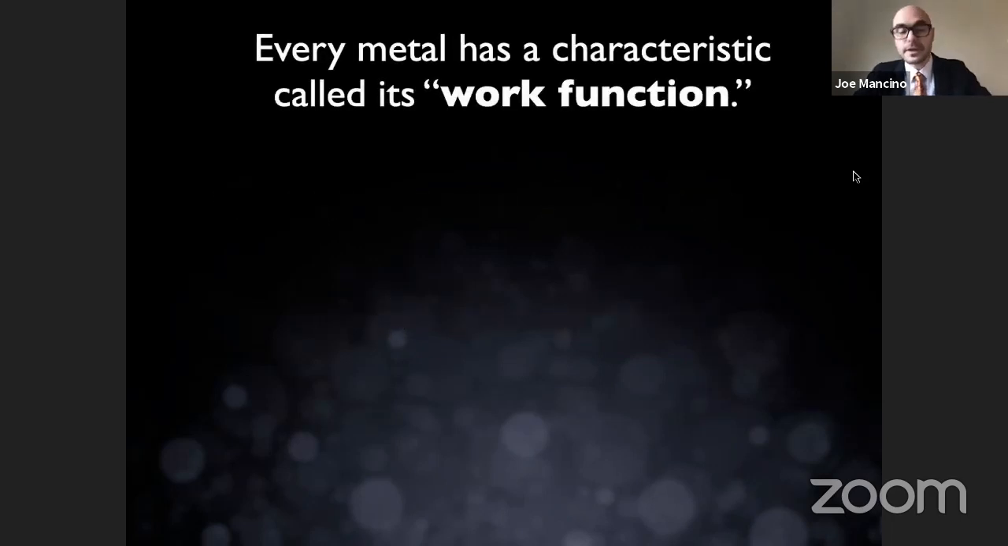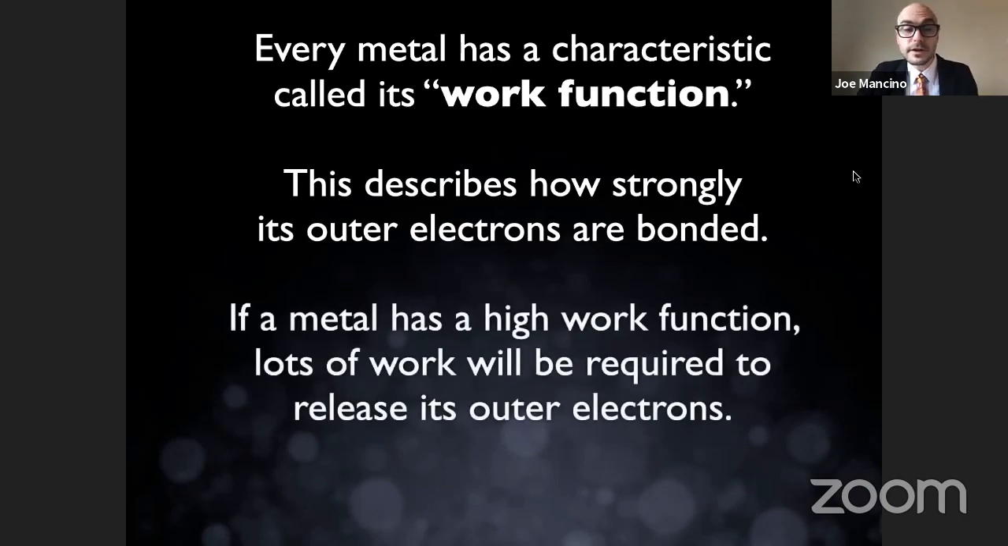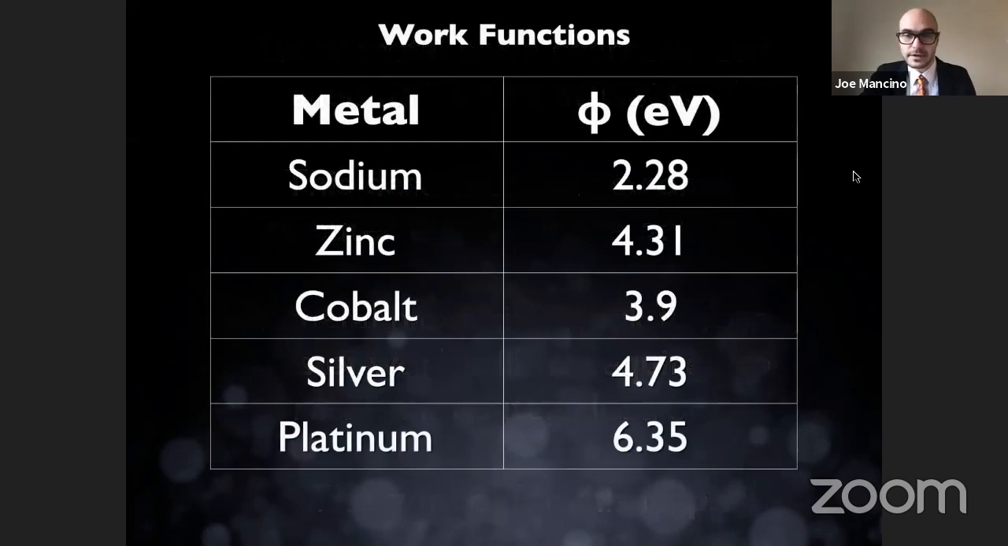So every metal can be described by one of its characteristics called the work function. The work function of a metal tells us how strongly the electrons are bonded to that atom. If a metal has a high work function, then it takes lots of work to pull the electrons off. The symbol for the work function of a metal is the Greek letter phi. So here are some work functions of various metals. There's sodium, zinc, cobalt, silver, and platinum.